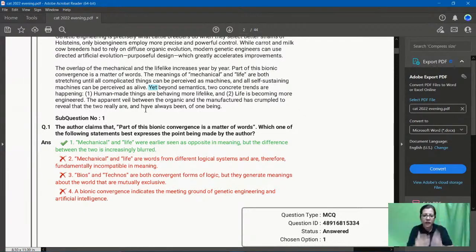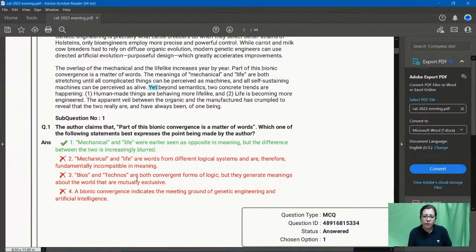Ye kaun sa iska overlap area hai. The apparent veil between this... समझ में आ गया मुझे कि पैराग्राफ का फ्लो क्या है. This is so clear. उसने बोला है कि words में we try to show this, we try to show this, but in reality it is overlapping. I go down to the options. Mechanical and life were earlier seen as opposite in meaning, but the difference between the two is increasingly blurred. That is exactly what he has captured.